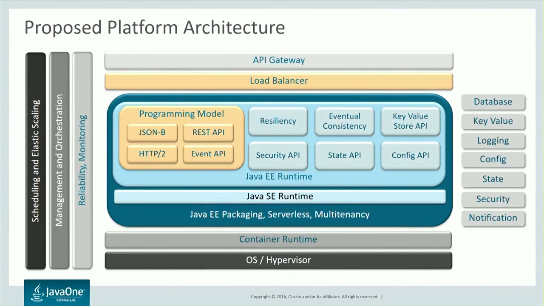So the blue box in the middle, that's the Java EE runtime that has all the APIs that I just talked about, some from the existing version of Java EE, some new ones that we are adding. It probably will run on a container runtime, front-ended by an API gateway and load balancer. On the right-hand side, you have your data stores or some shared services that your services may be using. On the left, you have some supporting functions or tools that your environment may be using.